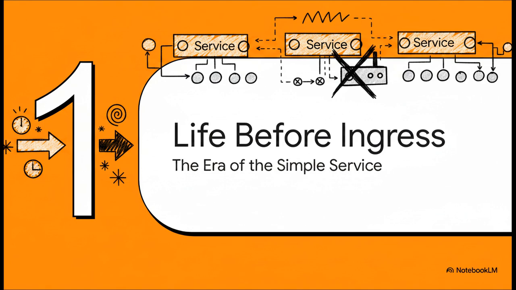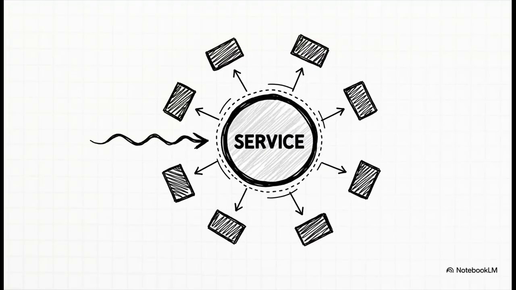Let's look at life before ingress even existed. We're talking before Kubernetes version 1.1. Back then, if you wanted to get traffic to your applications, you had one tool and one tool only, the service object. And look, don't get me wrong, services are fantastic for what they do. They're great for internal service discovery, and yeah, they can get you a public IP to expose your app.